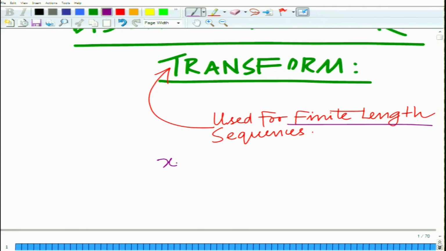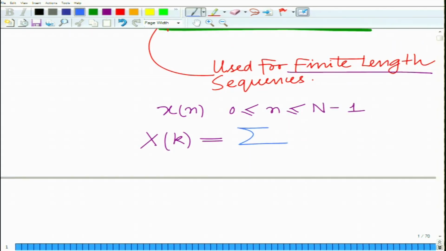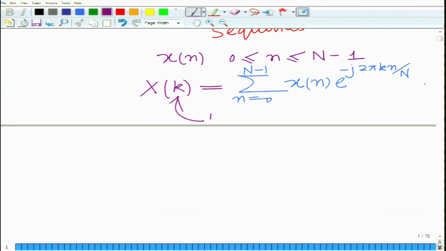And the definition is, consider a sequence x[n], and this is a finite length sequence, defined only for 0 less than or equal to n less than or equal to N minus 1, and X[k], the kth DFT coefficient, is defined as summation n equal to 0 to N minus 1 x[n] e raised to minus j 2 pi k n over N, that is the expression for the DFT coefficient X[k], and this is also a finite length sequence, defined for 0 less than or equal to k less than or equal to N minus 1.